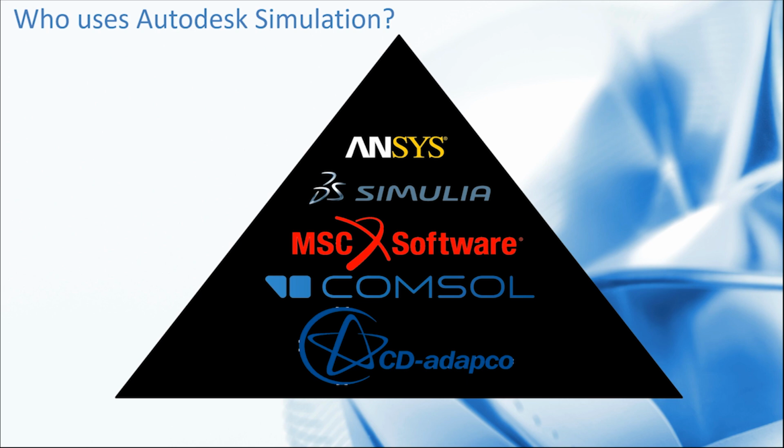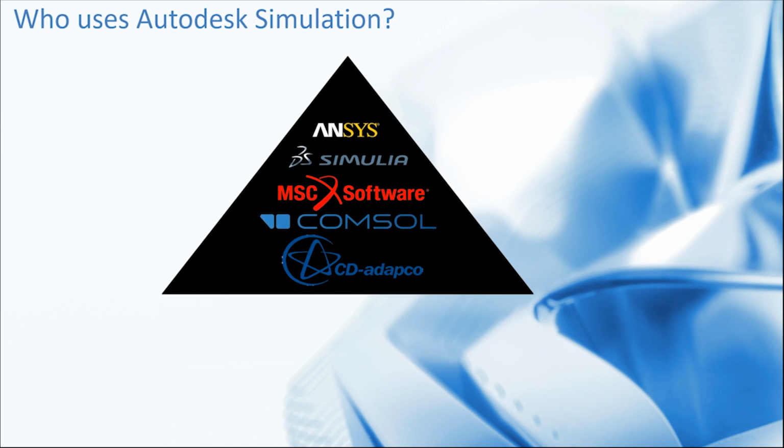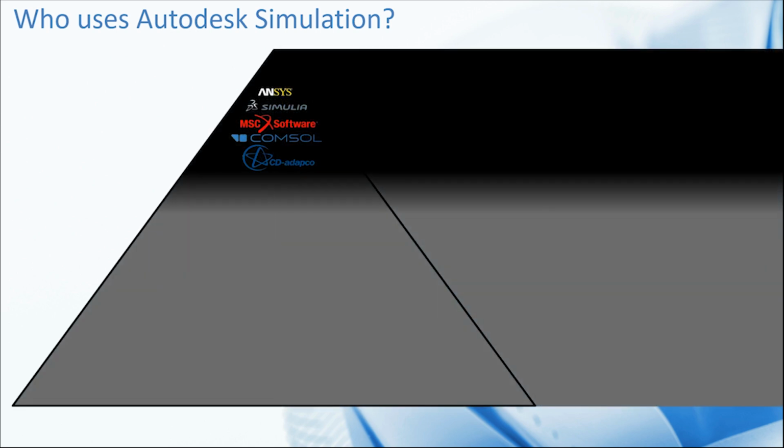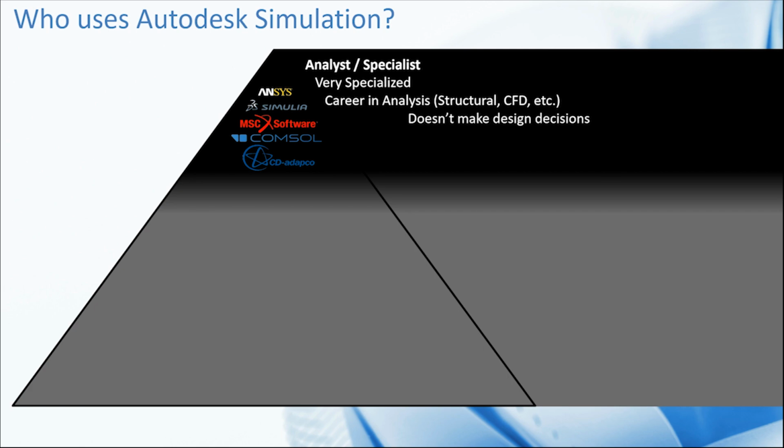Note the triangle graphic on screen. This triangle represents the entire community of engineers and designers. Traditionally, highly educated and highly specialized individuals, represented by the top portion of the triangle, have been relied upon to perform CFD and FEA analysis. These individuals are typically career analysts. They're expensive people who use expensive tools. This type of analysis is often done at the end of a design cycle for validation purposes.